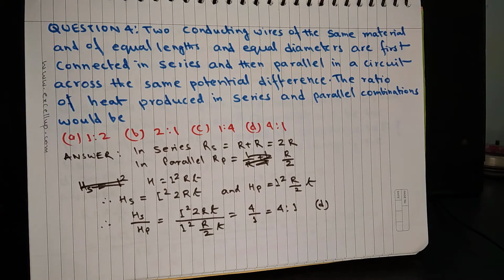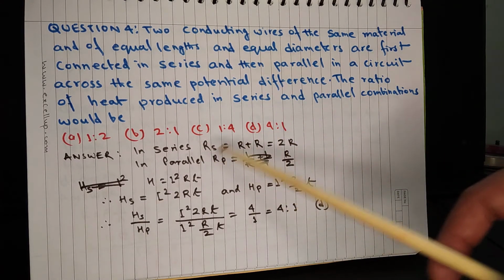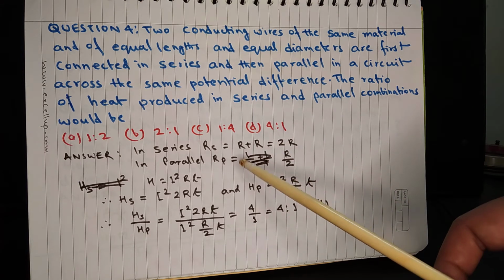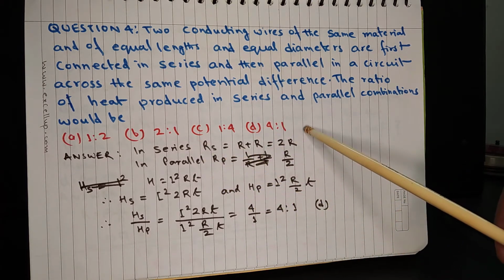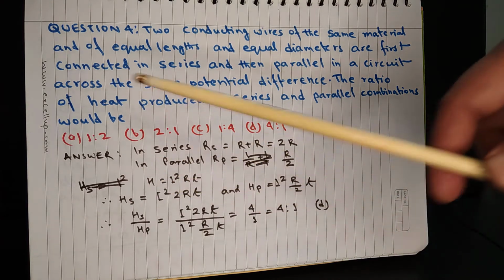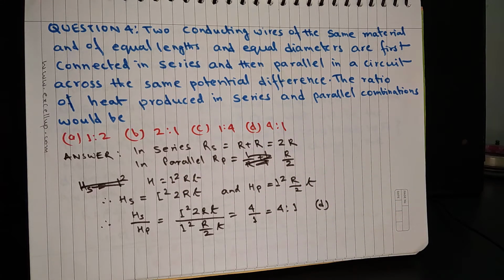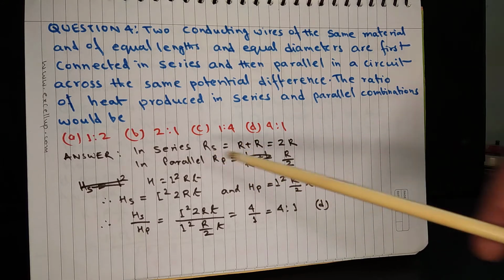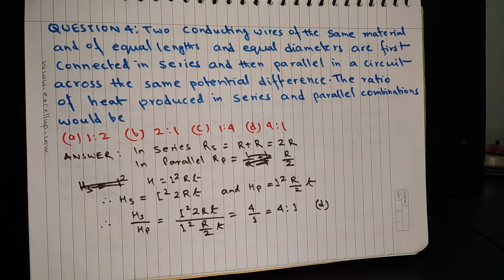When two wires are connected in series, their equivalent resistance would be the sum of the constituent resistances, so it will be 2R. And in case of parallel, the reciprocal of equivalent resistance is the sum of reciprocals of the constituent resistances. So Rp, that is for parallel combination, it will be R upon 2.